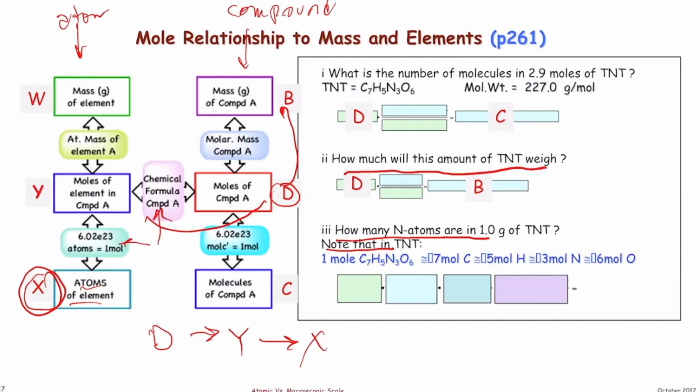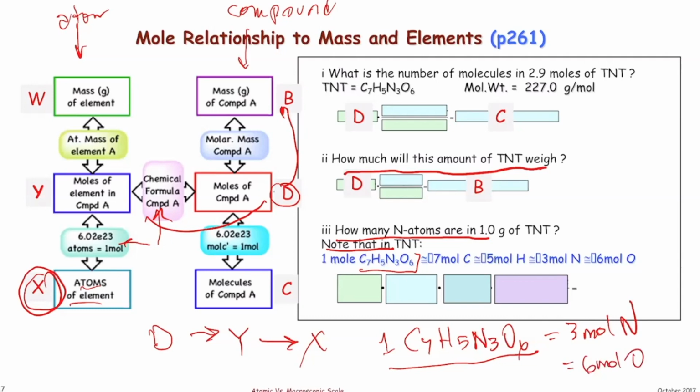Now, let me tell you a little trick about formulas. You see how TNT is C7H5N3O6? The formula is the conversion factor. If I have 1 mole of this, then that is equal to 3 moles of nitrogen, equal to 6 moles of oxygen, and equal to 7 moles of carbon.